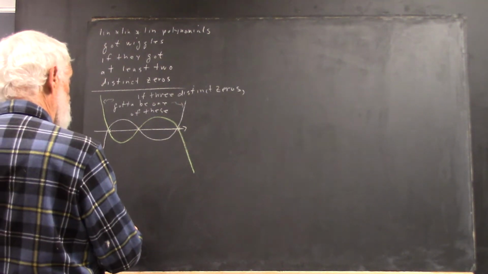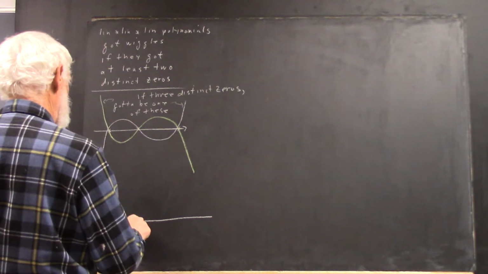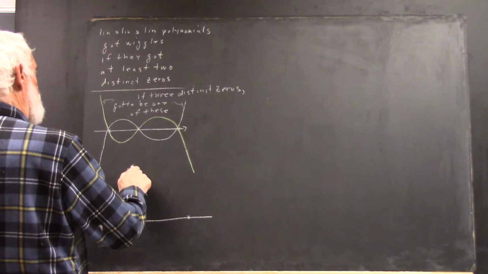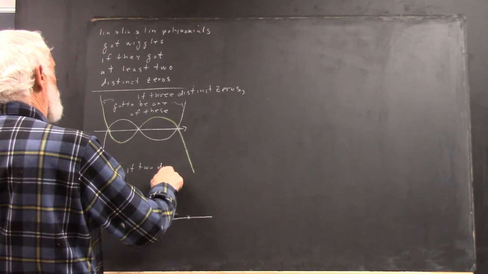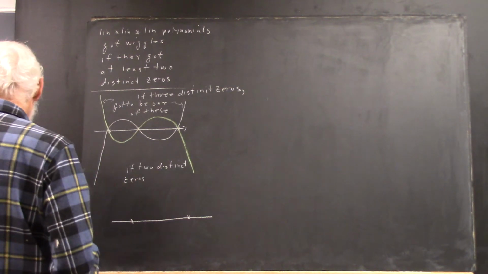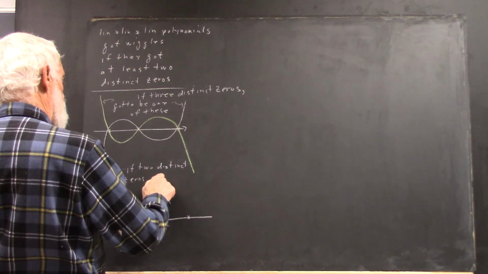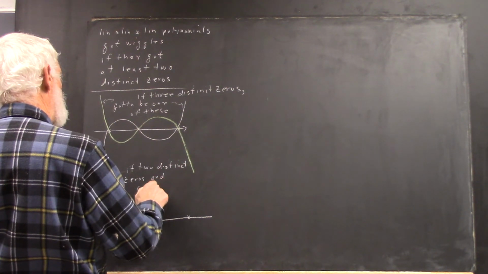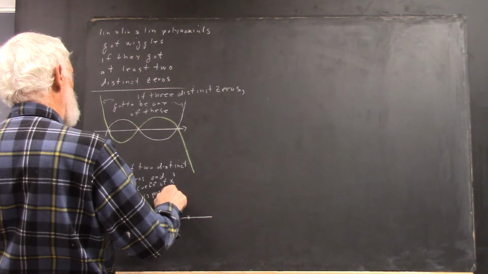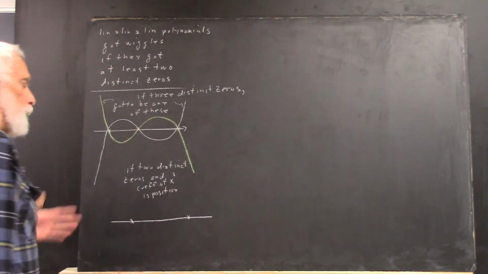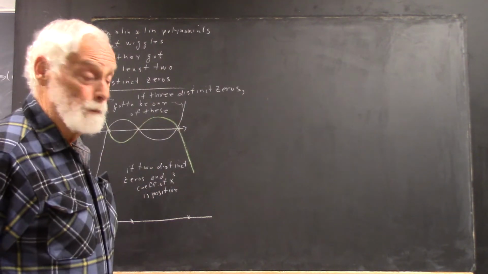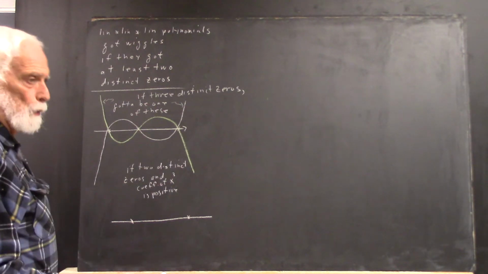Okay, now if you got two distinct zeros, and the coefficient of x cubed is positive, then you know that the graph overall is going to have the shape of an x cubed graph with wiggles in the middle, with possible wiggles in the middle.